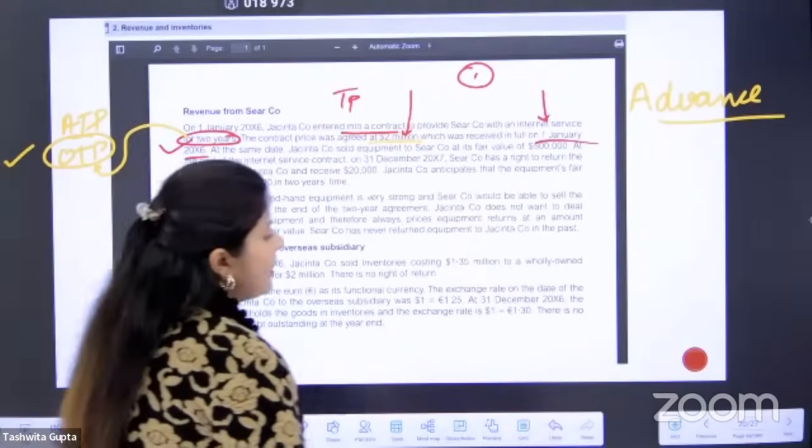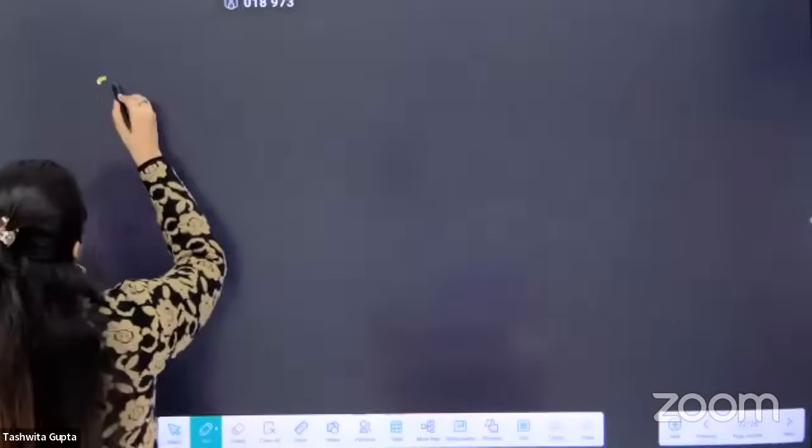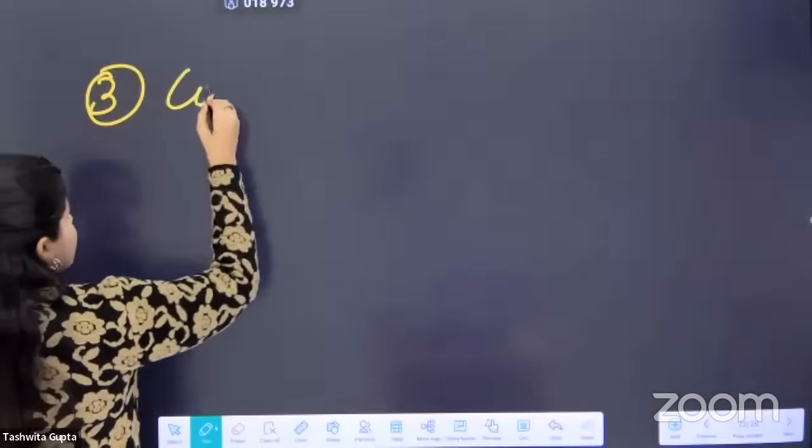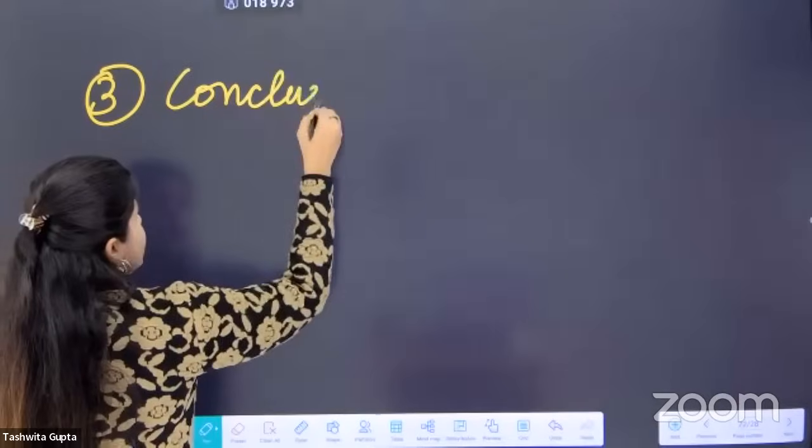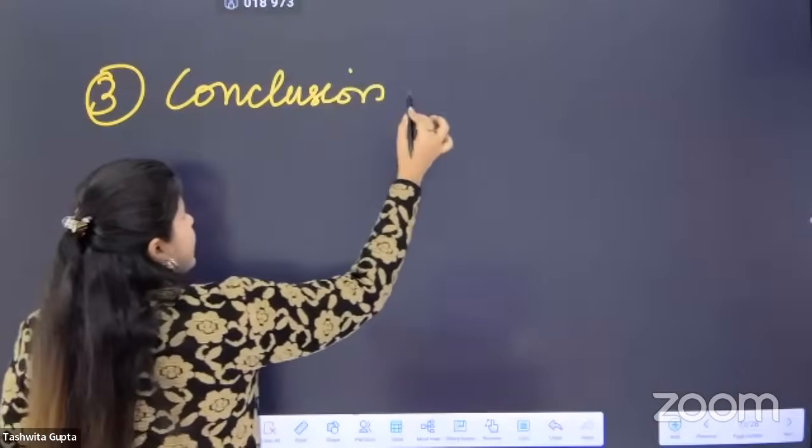So what will be my point of discussion? After writing these 2 points, my third point will be my conclusion. What would be my conclusion? That internet service is recognized over the period of time.